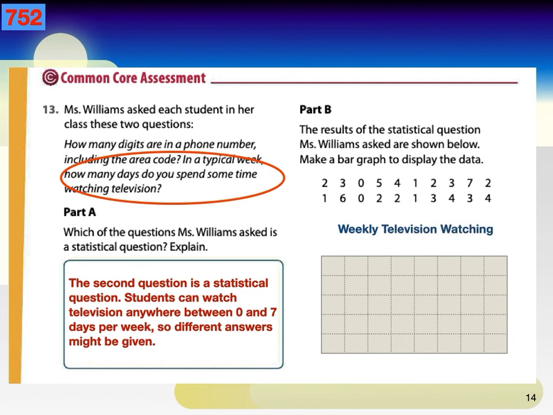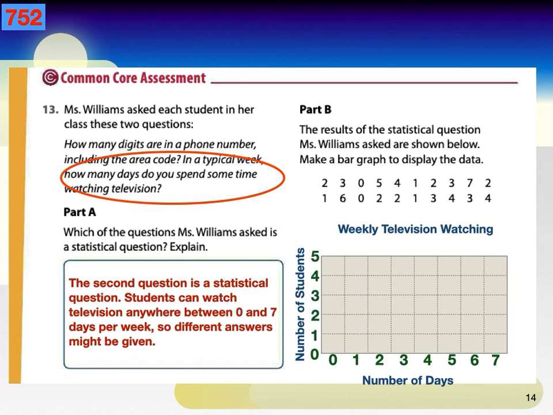So let's start with the title, the weekly television watching. Let us first write the row as the number of days. As I said, the smallest number is 0, so start from 0 going to the biggest number, which is 7, meaning 7 days a week of watching TV. Now the number of students who responded for each will be written on this part, and we'll always start with 0 or no response until 1, 2, 3, 4, 5 responses.